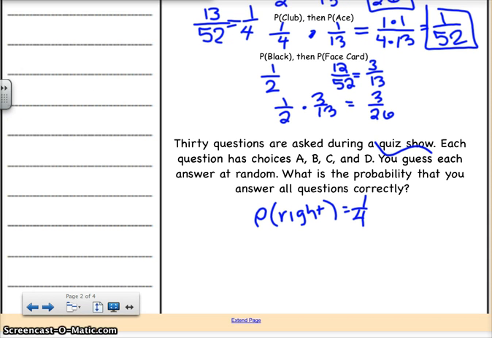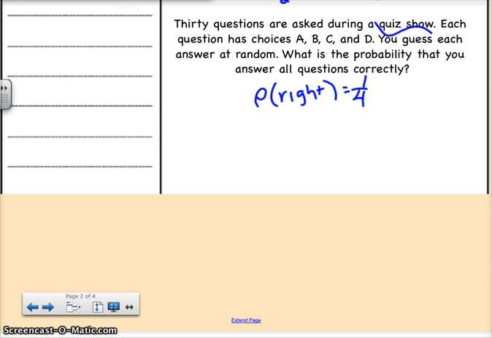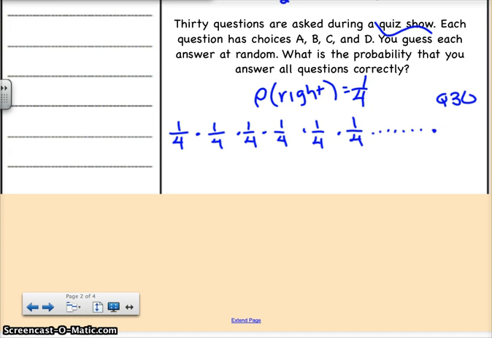So the probability then of getting 30 right, well, you go 1/4 times 1/4 times 1/4 times 1/4 times 1/4. How many times? 30 times. Since there are only 4 answers that you can choose from, it's 30 questions, so you keep going times 1/4 until question 30.